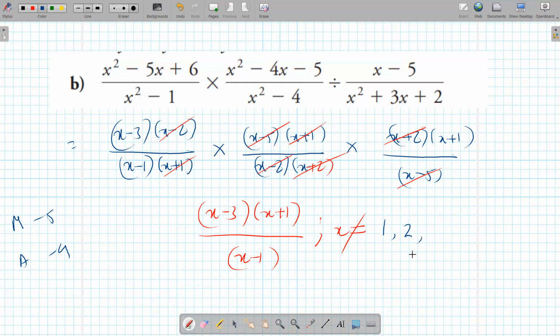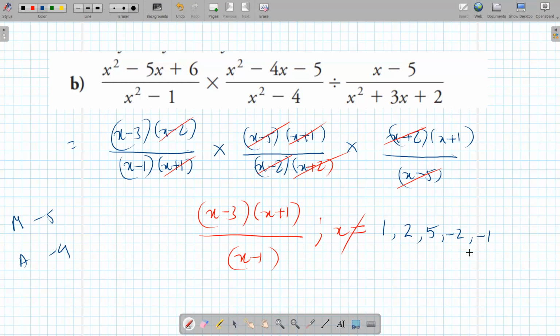It can't be 5. Yes. X can't be negative 2. Yes. It can't be negative 1. Yes. Plus minus 2, plus minus 1, and 5.